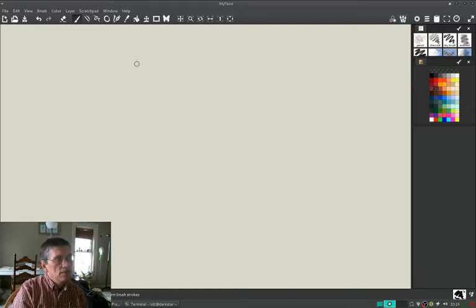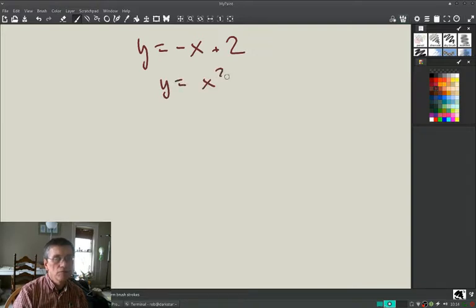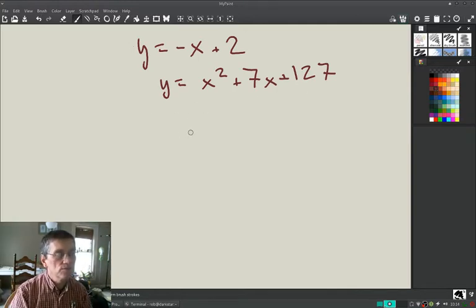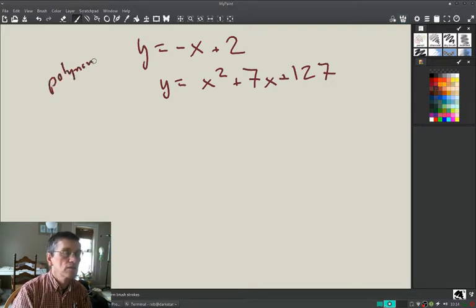Okay, so if you are happy with equations like this, equations of a line, and you're happy with equations like that, equation of a parabola, well, these all fall into a particular kind. These are called polynomials. I'll draw a few more so you get an idea of what they look like.